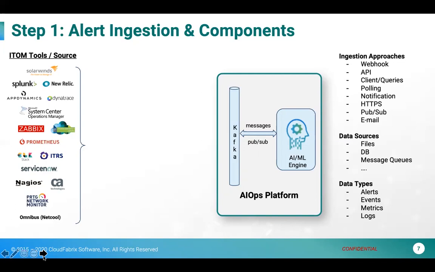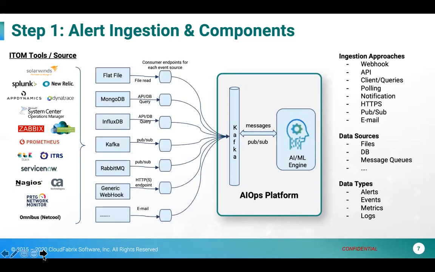Webhook is one of the most common ones which we come across, and it's supported by almost most of the modern tools. But if you are dealing with some of the legacy tools, you need to look at other options like APIs, or sometimes you even have to go directly into the database or file based. Sometimes you may have to deal with emails, because a lot of monitoring tools also send an email. So you need to make sure your AIOps solution supports all these different mechanisms. That way you can cover as many tools as possible, if not all.